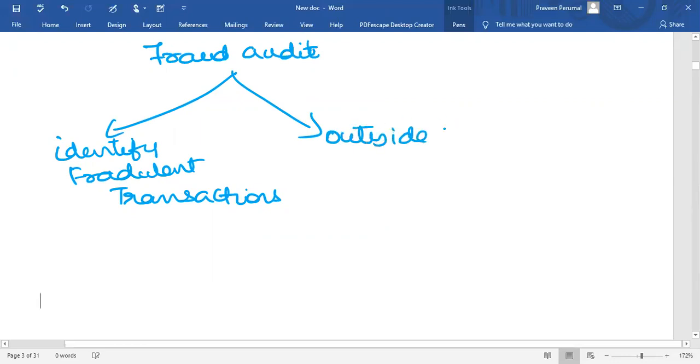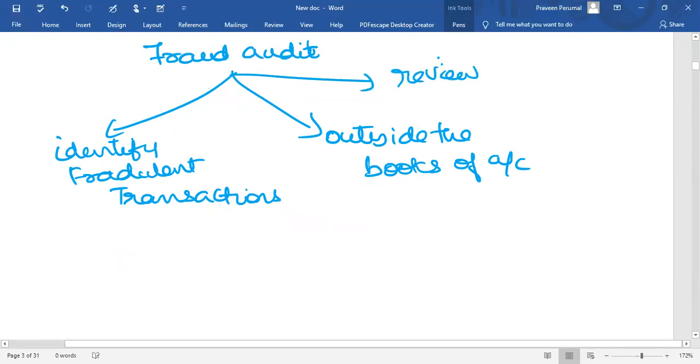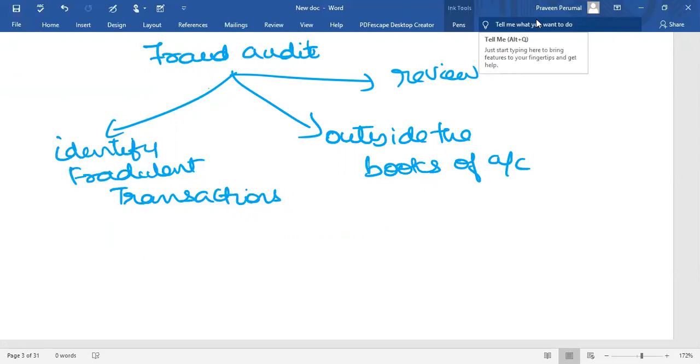Why? This is something you have to analyze deeply. That's why he goes outside the books of account, and he tries to find out the fraudulent transactions. This may also include reviewing the receipts, not only from the company, but also from customers as well. So, if there are some inconsistencies, it could help to uncover the fraud. The auditor would also interview employees, customers, sometimes clients, and find out whether fraud has taken place or not.